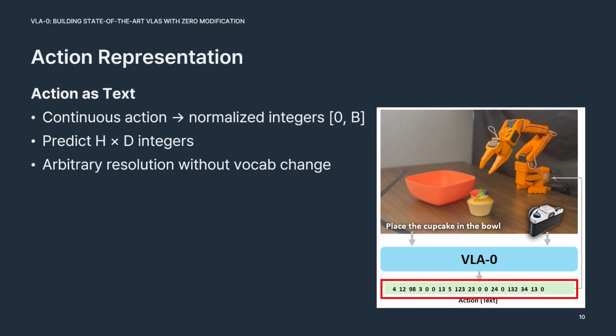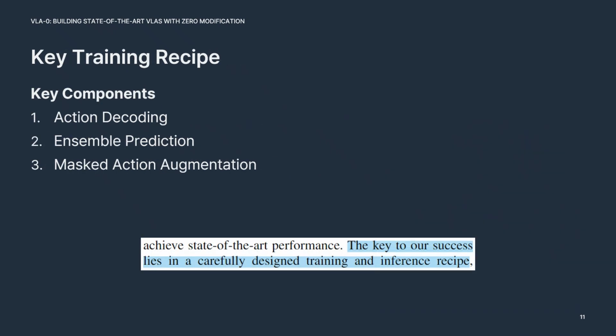Actions are normalized into the integer range from 0 to B. The model then predicts H times the integer in total. The advantage of this approach is that it supports arbitrary resolution without ever changing the vocabulary. Structure alone is not enough to get good performance. The key is the recipe. There are three main components: action decoding, ensemble prediction, and masked action augmentation.